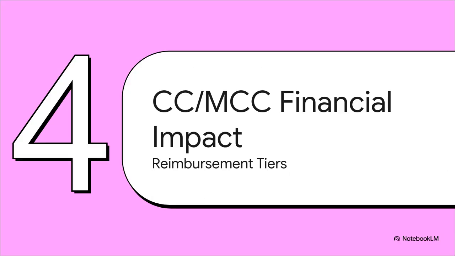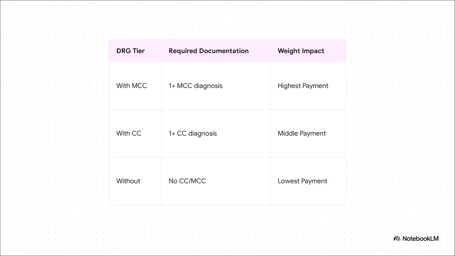Let's pivot to Section 4, the CC/MCC financial impact. All right, let's zoom back out from those granular procedural codes and look at the patient's entire clinical picture. The MS-DRG system relies on a triplet structure. Capturing complications and comorbidities, your CCs and MCCs, is what dictates your base payment multiplier. No secondary complications, you're in the lowest payment tier. Add a CC, you bump up to the middle tier. But if the documentation supports an MCC, the case gets elevated to the highest possible relative weight. Which makes sense, right? It reflects the massive increase in hospital resources actually required to care for that patient.